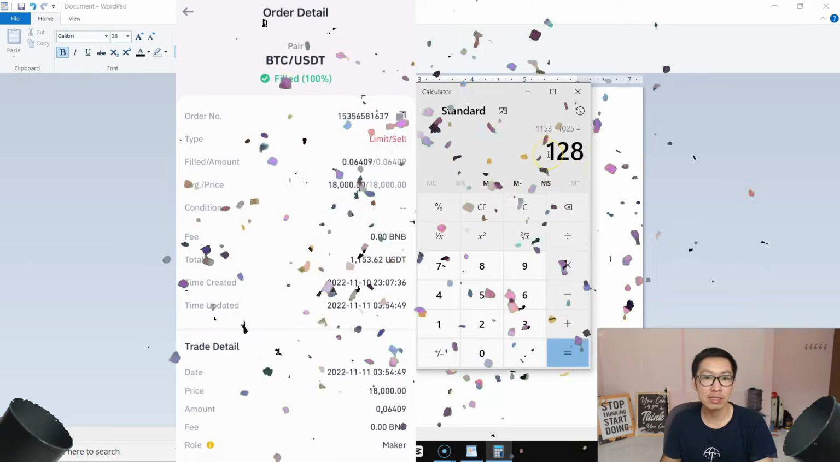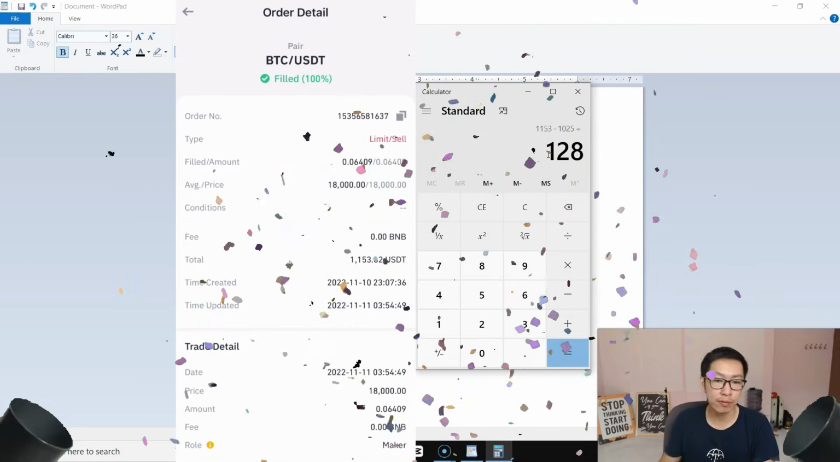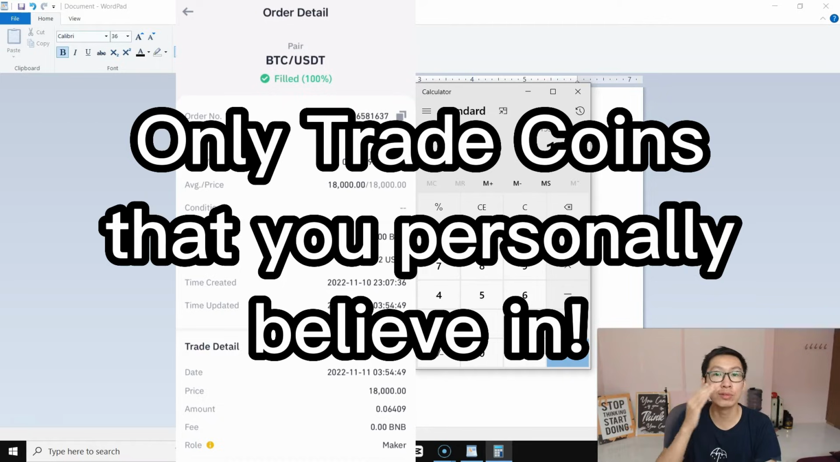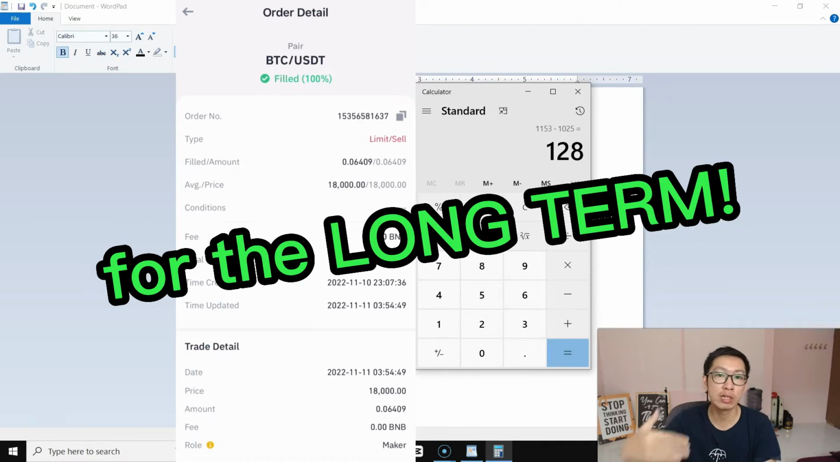All right. So that's how easy it is for you to make profit trading Bitcoin. Only trade coin that you personally believe in, guys, for the long term.